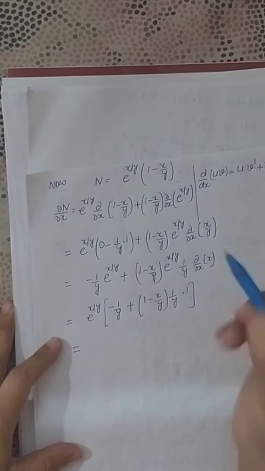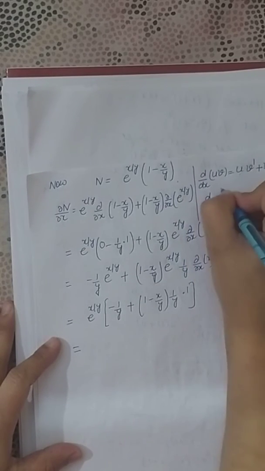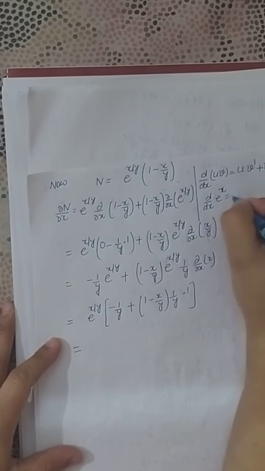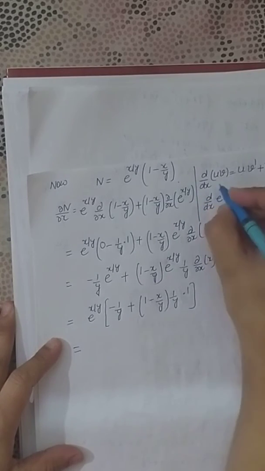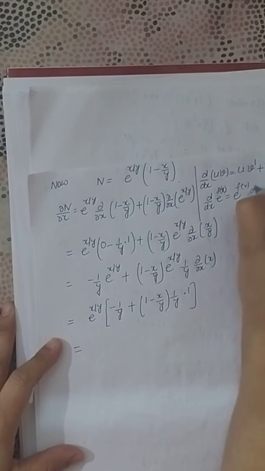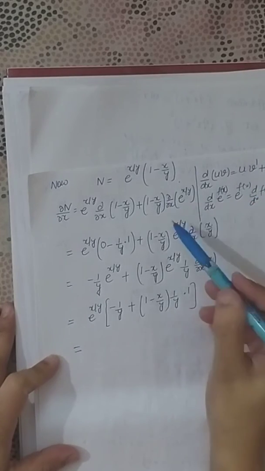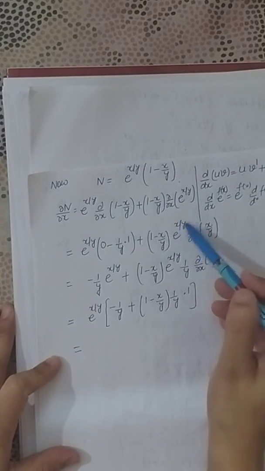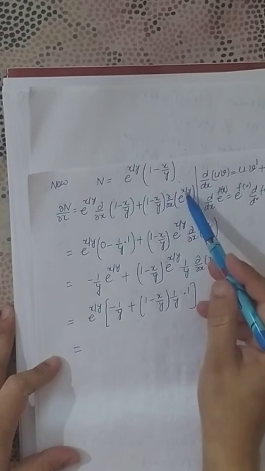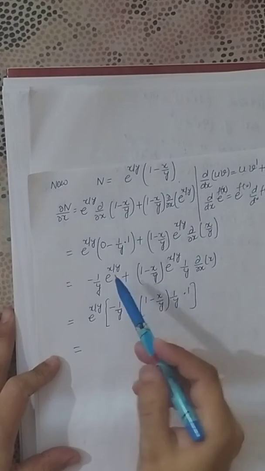Now I write the formulas in the form of derivatives. If you have e power some function of x, then the formula is e power function of x into derivative with respect to x of f(x). Likewise here I write e power x over y into partial derivative of this power, e power partial derivative of the power, that is x over y.